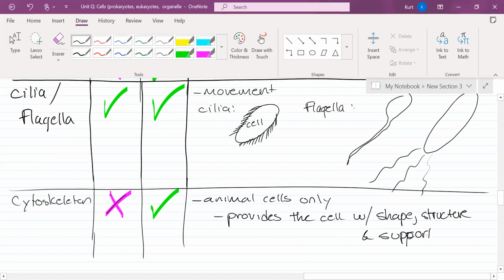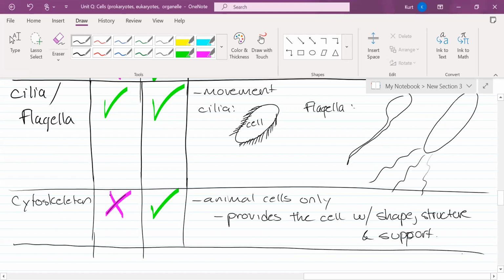I want to see if either of you can tell me. I just told you that only animal cells have this. Why don't plant cells and fungal cells have these? What do they have instead to give them shape, structure, and support? The cell wall. The cell wall gives them that. Animal cells don't have a cell wall, so they need something else to reinforce them and to give them structure.